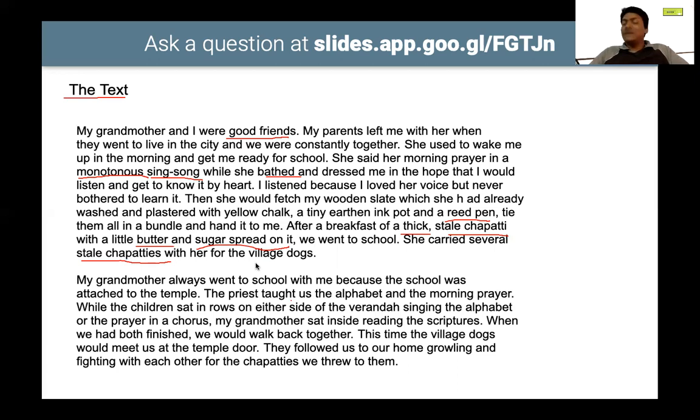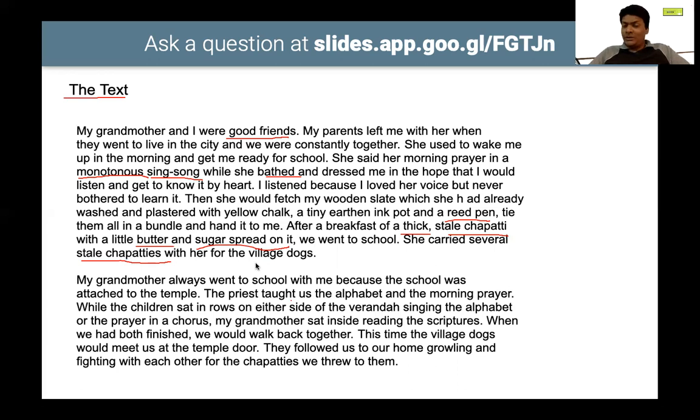Because the school was attached to the temple. So why does the writer's grandmother go to school with the writer? Because the school was attached to the temple. That is the first thing. So if the temple was attached to the school, how is it related to the grandmother's going to school?